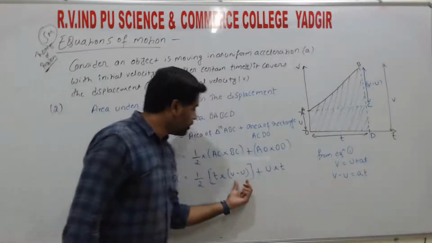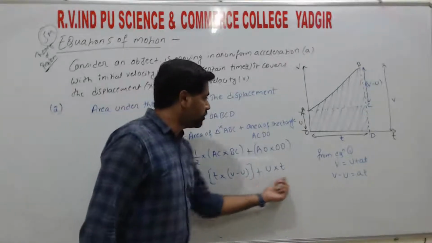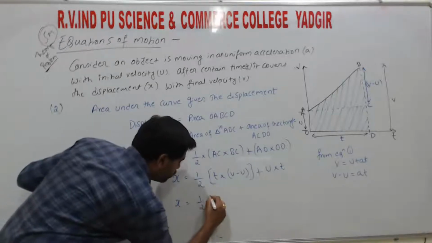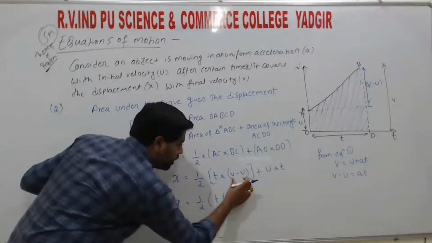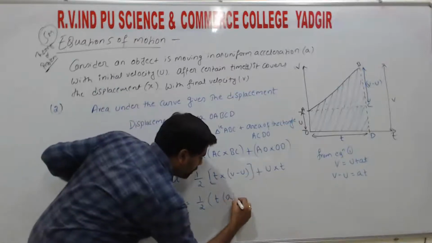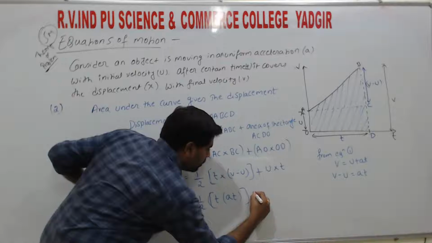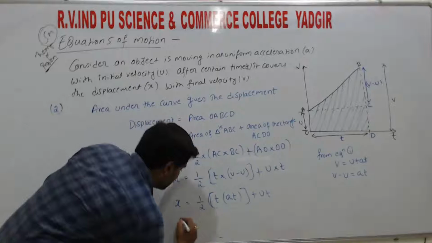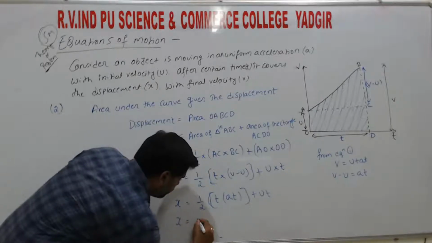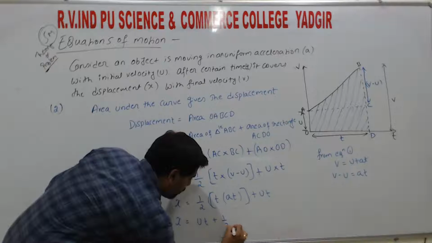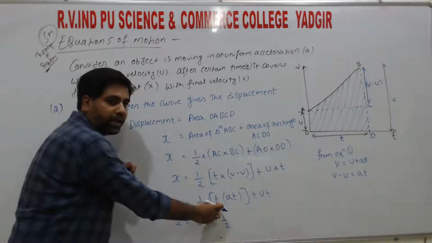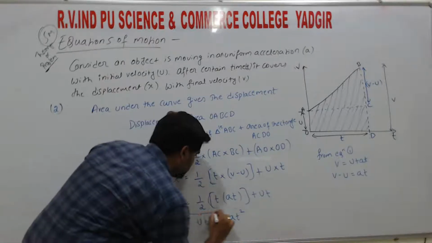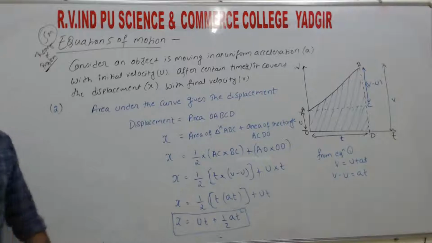So now we need to substitute here V minus U. In place of V minus U, we are going to substitute AT, right? So x is equal to 1 by 2 into T into V minus U. In place of V minus U, that is AT, plus UT, right? So the final expression becomes x is equal to, first I will write, UT plus 1 by 2 AT into T, that is T square. So half A T square. So this is the second equation of motion.